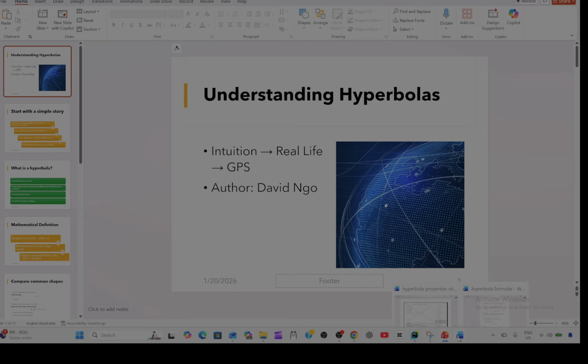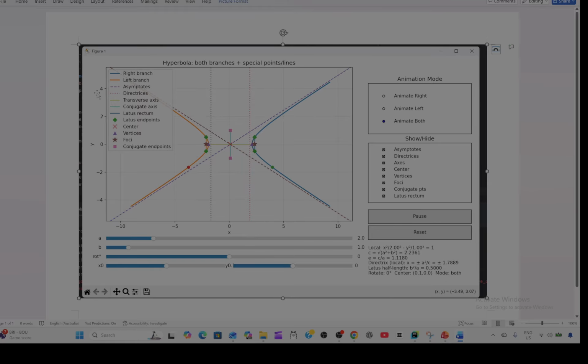The next one is what a hyperbola looks like. This is a hyperbola. You have two arms, or two branches: the left is x negative, the right is x positive. So we have a right branch and a left branch, and two lines called asymptotes. Then you have the directrix, these two lines called directrix. We'll go through them one by one. There is the transverse axis, which is here. And the conjugate axis, which is the vertical line here. The latus rectum will be here.